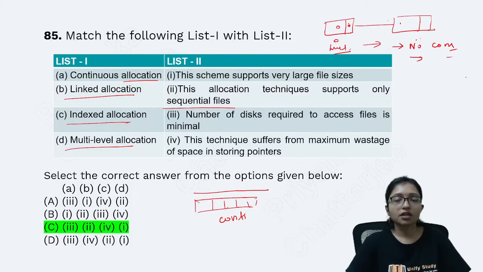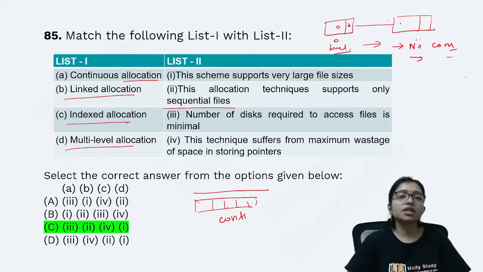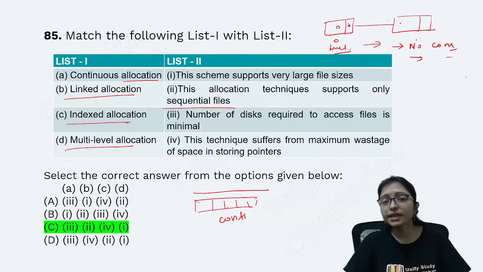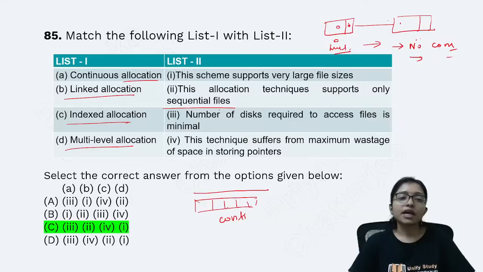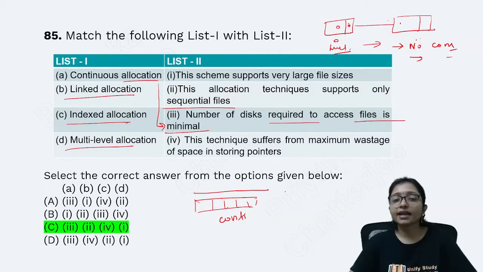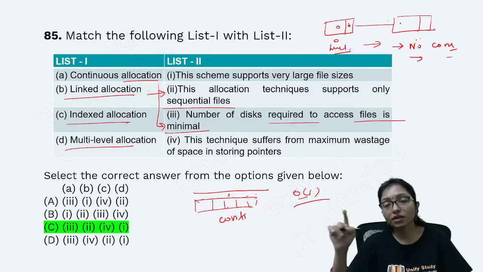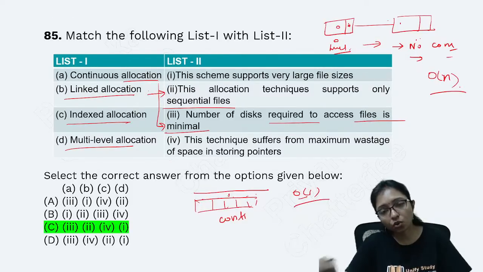Randomly you cannot access. There are two types of data structure: sequential and non-sequential. Non-sequential ones like tree and graph are not sequential data structures, but linked list is sequential. Array is also sequential, right? So in continuous allocation, the number of disk accesses required to access a file is minimum, because I can access with order of 1. With an array, the index gives it directly. But with a linked list it is sequential, order of n, because I have to go through the header.